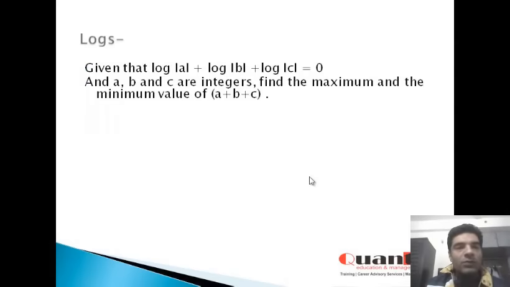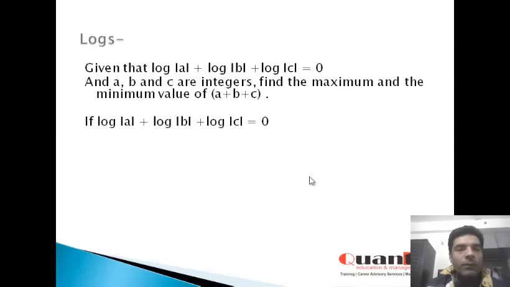The next question was from logs. It was a bit tricky but doable again. It was given that log mod of A plus log mod of B plus log mod of C is equal to 0, and A, B and C are three integers. Find the maximum and the minimum value of A plus B plus C. Okay, so how do we approach this question?